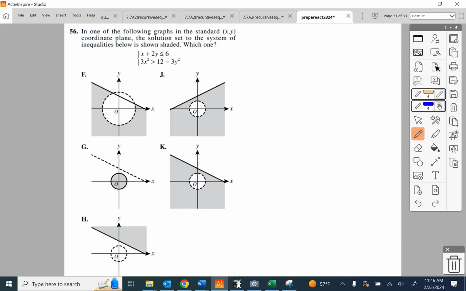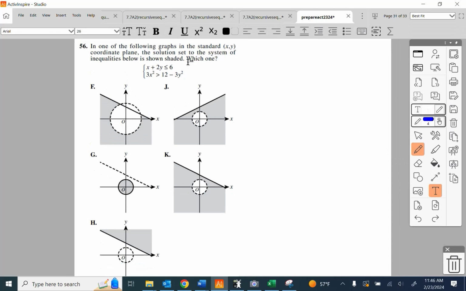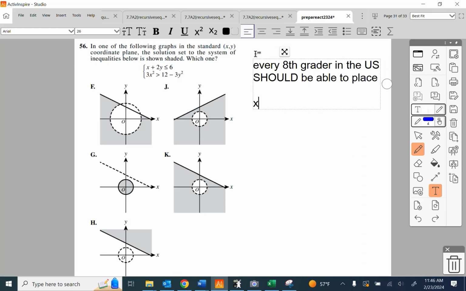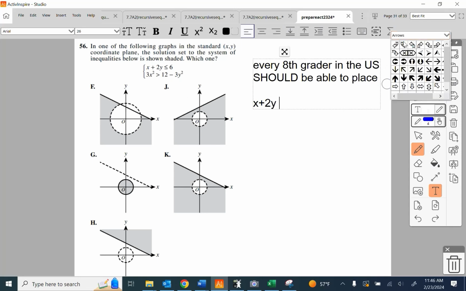56, in one of the following graphs in the standard XY coordinate plane, the solution set to the system of inequalities is shown. Which one? So I'm going to do the thing that every 8th grader in the United States of America can do. Every 8th grader in the US should be able to place x plus 2y less than or equal to 6. Do some math here.